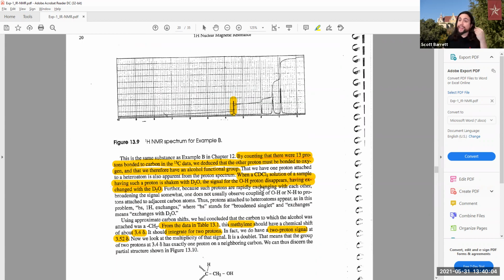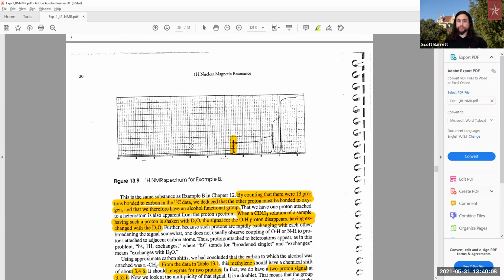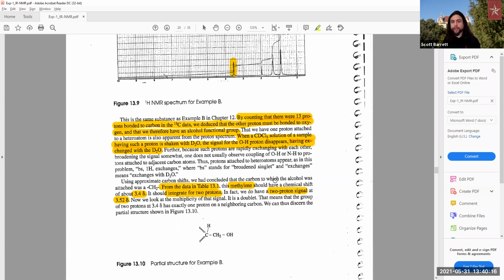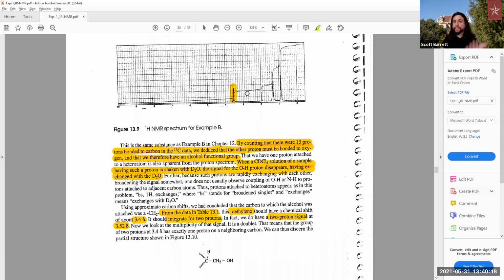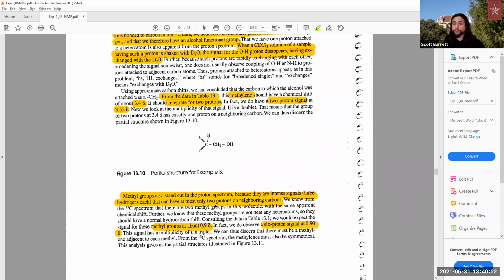Then we can analyze that and see from the integration that there are 2 hydrogens as well. This is a methylene group, a CH2, and it's integrated for 2 protons, so we know for a fact that that's a methylene group here. Then secondly, the methyl groups stand out very easily within a proton NMR.